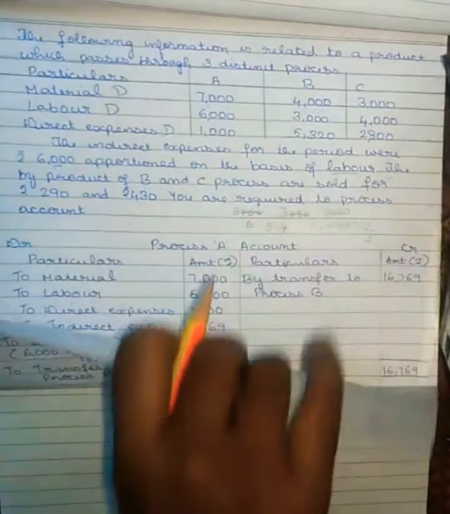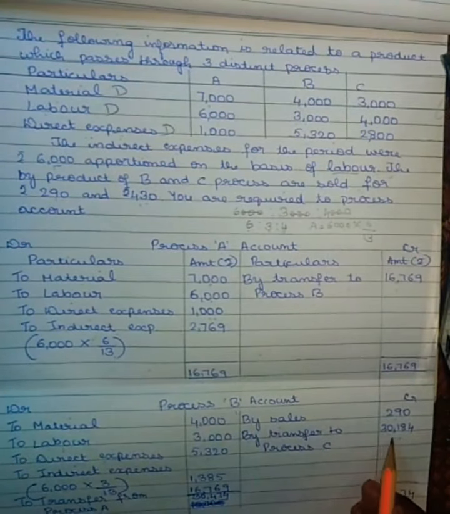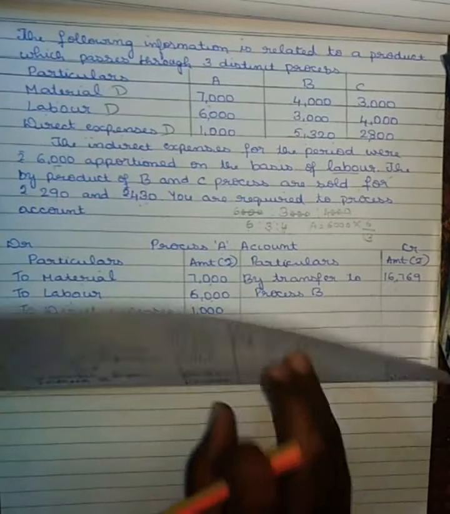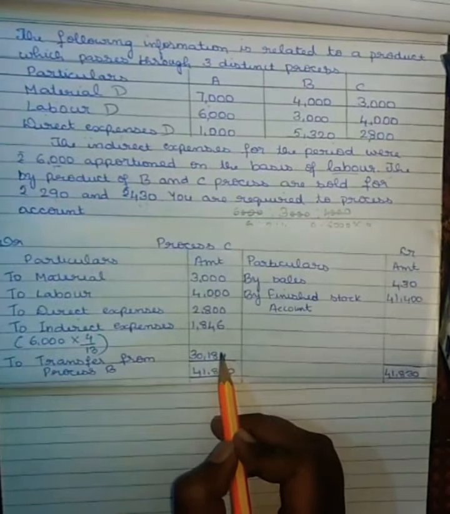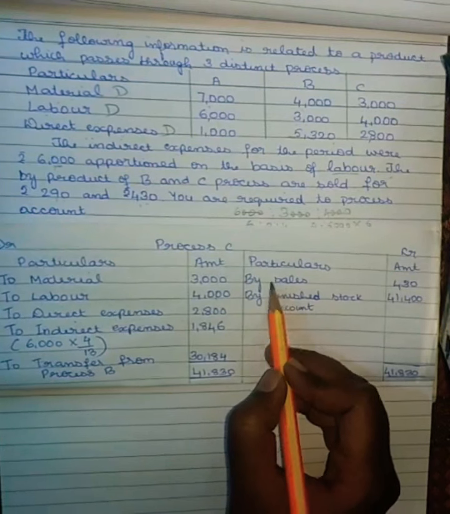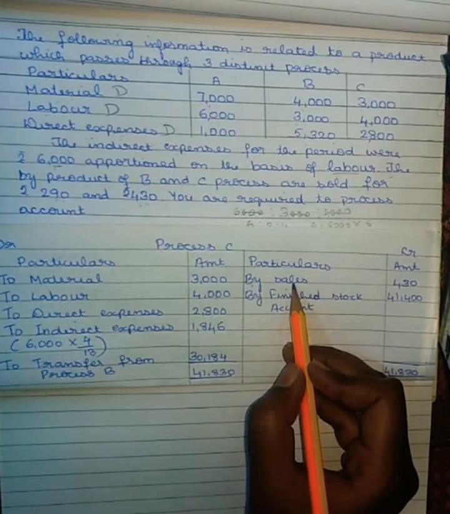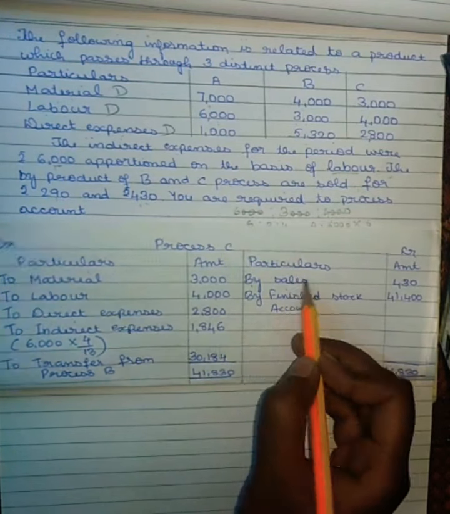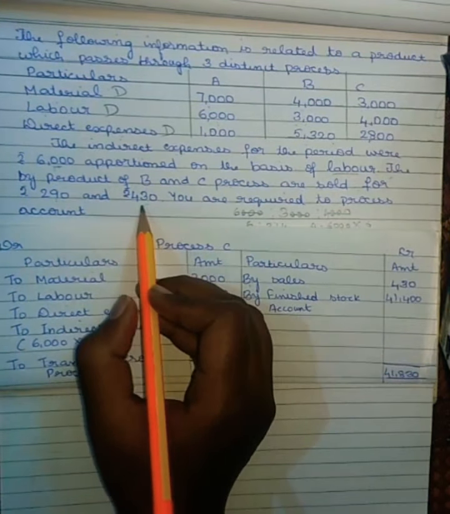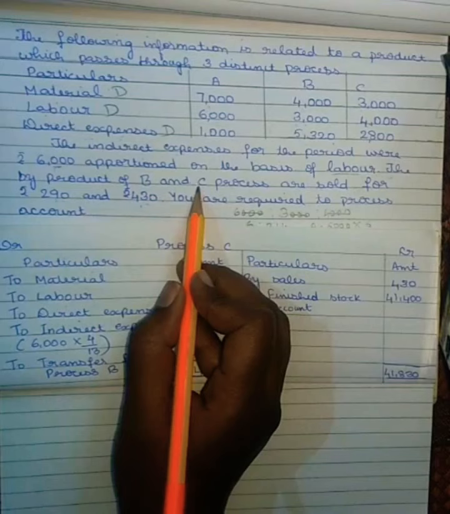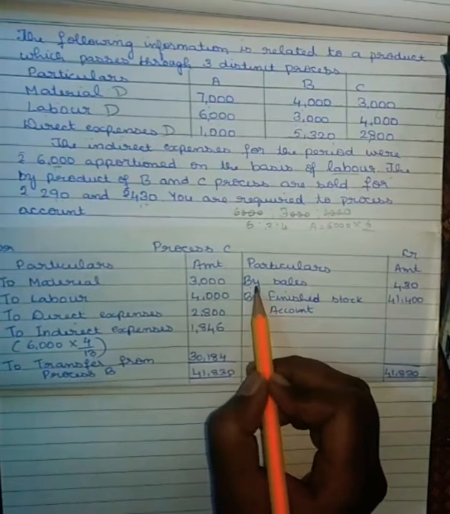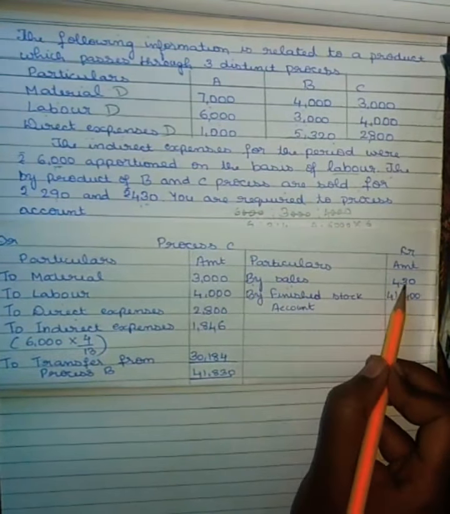So what is the transfer of process B? Now look here, what is the amount that we have got? It is 30,184. That 30,184 is what I have taken here. Now there is an additional adjustment which says the product C was sold from process C. What is the product that you are selling from process C? It is 430. That is why I have taken sales 430.